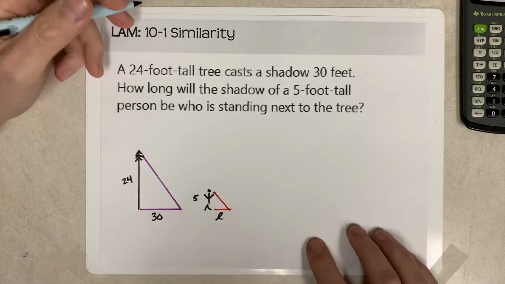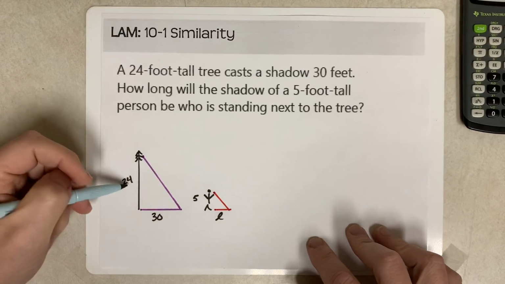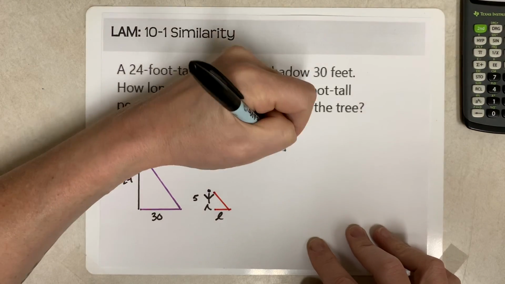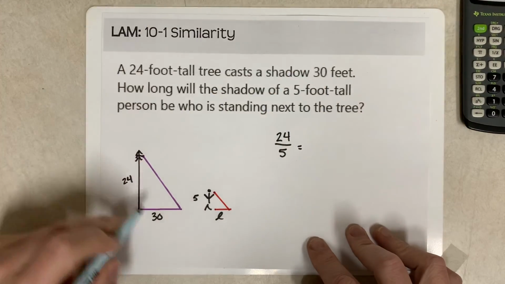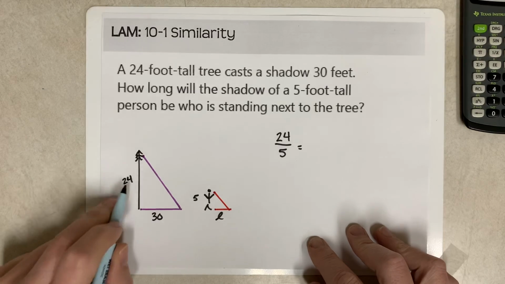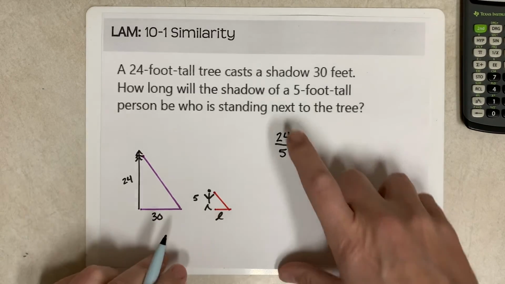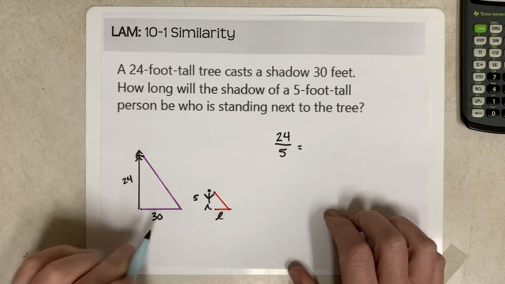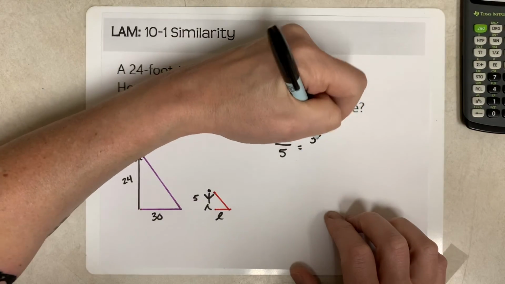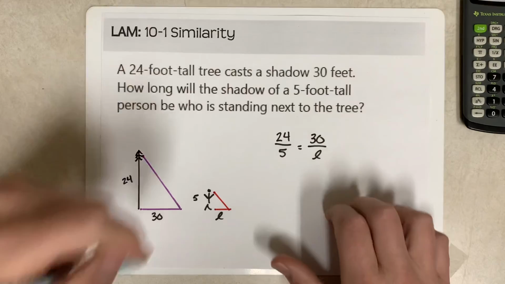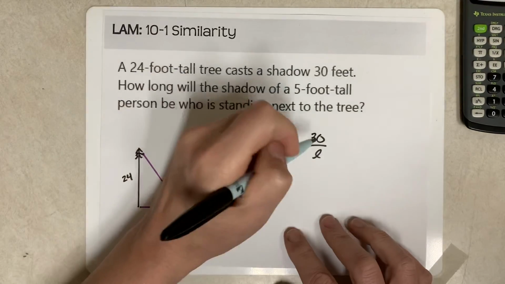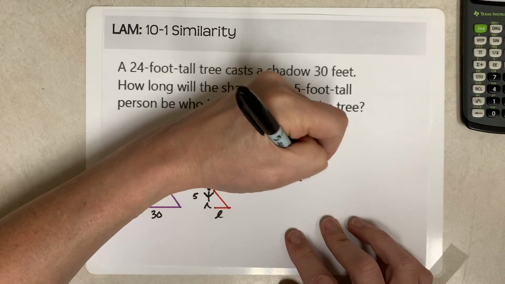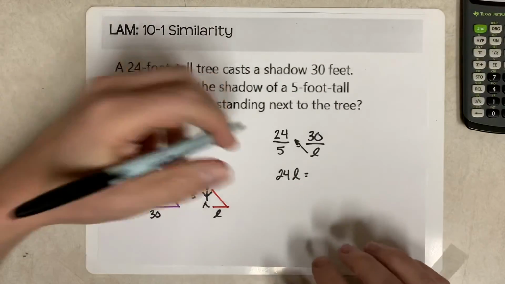Okay, but we have proportions though. We have height over height, 24 over 5, is equal to shadow over shadow. We do have to take the same numbers from the same triangles for the numerator and denominator each time. So 24 over 5, 30 over L. Again, there are other ways to set this up, but I'm trying to be consistent. So we need to do 24 times L, it's a proportion, is equal to 30 times 5 is 150.